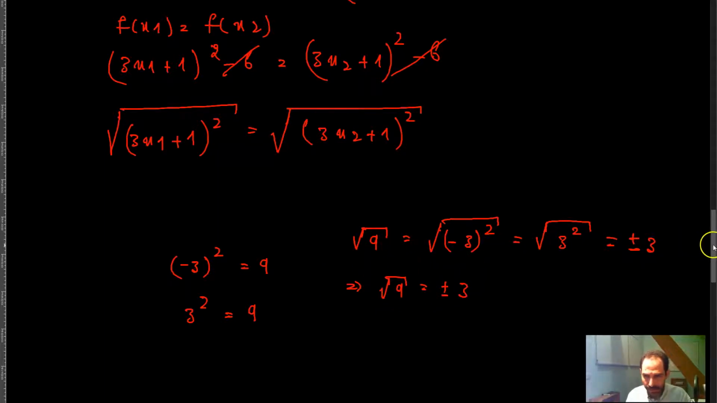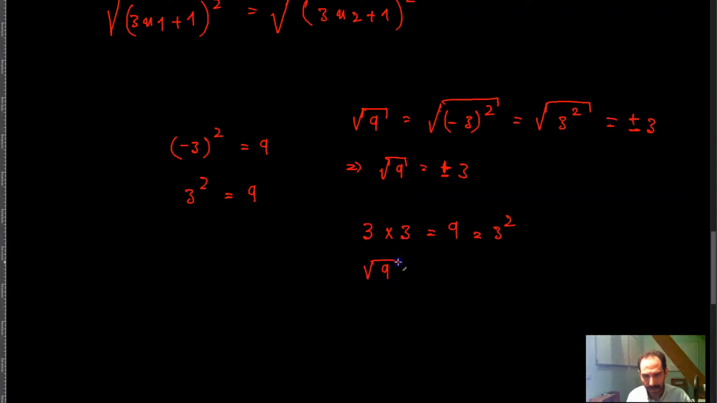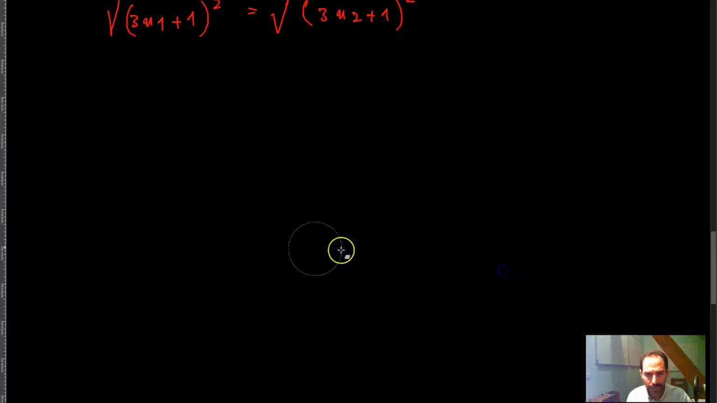Now, if I know beforehand that the number that I multiplied together was a 3, and I write 3 times 3 is equal to 9, which is equal to 3 squared, then if I calculate the square root of 9, which is equal to the square root of 3 squared, that is going to give me only 3, because I know that this is the number that I started with, and this was a positive number. So I'm doing the same thing over here.